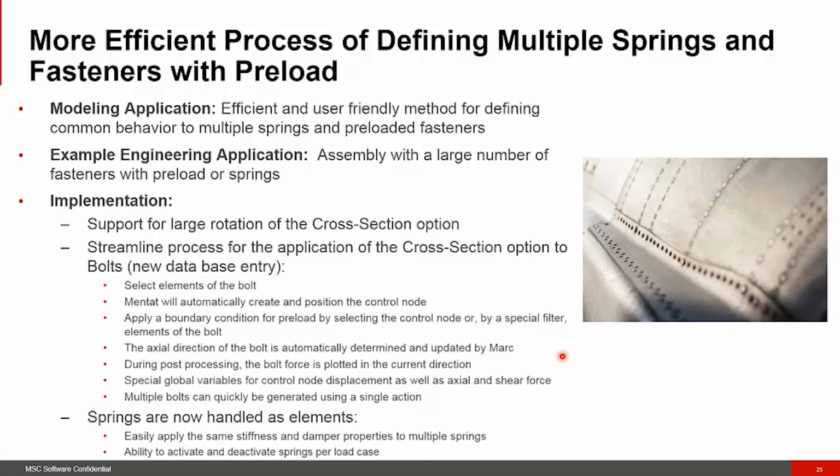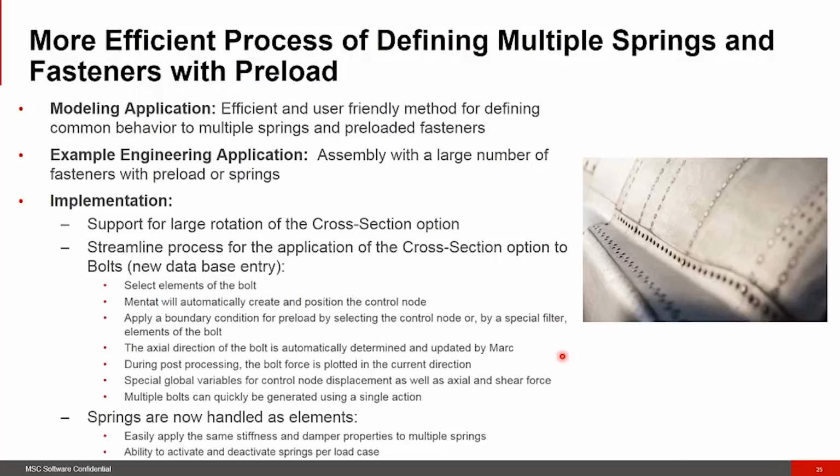There are special global variables for control node displacement, as well as axial and shear force. These are the things that we generally find are of biggest interest to the end users. And multiple bolts can quickly be generated through a single action. So it's very fast, it's very efficient. If you're interested in preloaded fasteners, this is definitely something you want to go to the release guide and look at. And as always, feel free to reach out to us.